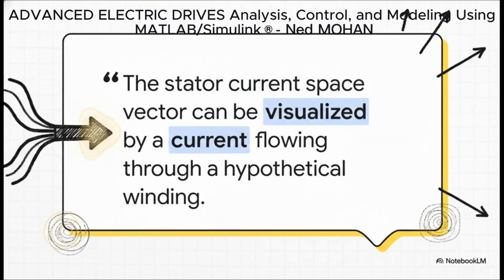And don't just take my word for it. This isn't just some loose analogy. The source material spells it out. The stator current space vector can now be visualized by a current equal to its peak value flowing through a hypothetical sinusoidally distributed winding. So this gives us a totally rigorous way to swap out the complexity of three interacting phases for the beautiful simplicity of one equivalent winding. And that simplification, man, that is incredibly powerful.